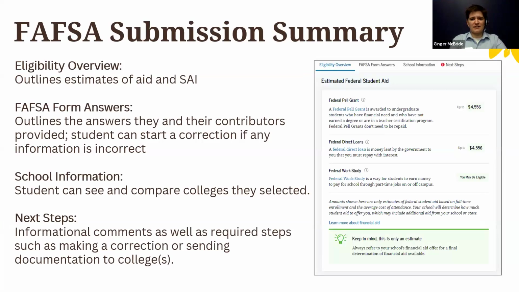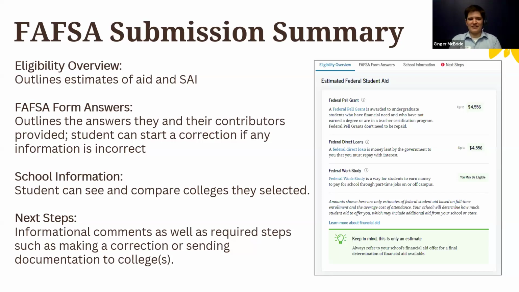There's also a section of the FAFSA submission summary where students can review their FAFSA form answers. Maybe they did accidentally say yes to apply for a direct unsubsidized loan when they meant no, and so they're getting an email from the school where they applied, and then they need to go in and change something. If they need to see the form answers, they can review that as part of the FAFSA submission summary. They can also submit a correction if they answered any of those questions incorrectly as of the date that the FAFSA was filed. The third tab will include school information so they can see where they've had their FAFSA sent.